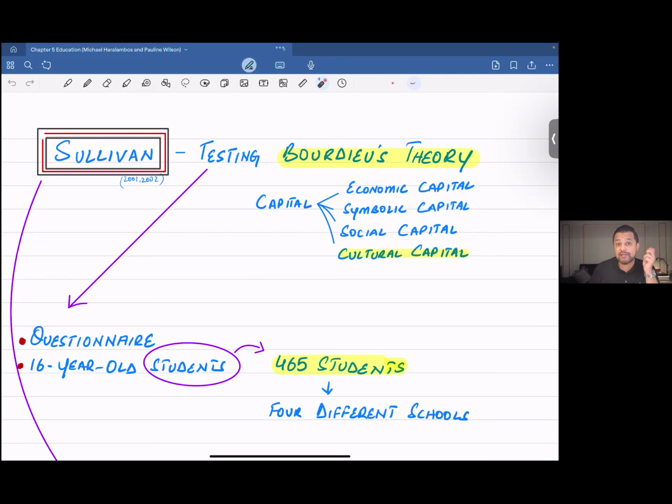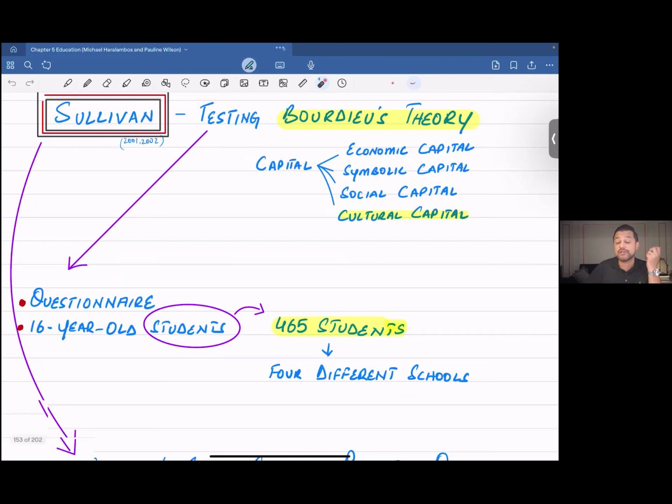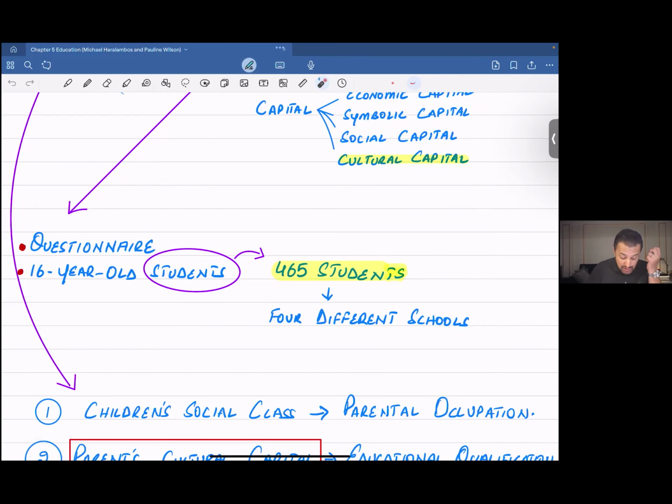Sullivan did this in the early 2000s. Sullivan collected data through questionnaires. Questionnaires are an example of a self-report measure. When you collect data through questionnaires, you can never be certain that the information you've received is actually based on truth or reality. In this research, she collected data from 465 students. These 465 students were 16-year-old students who were about to appear for their GCSE examinations. She collected this data from students from 4 different schools.